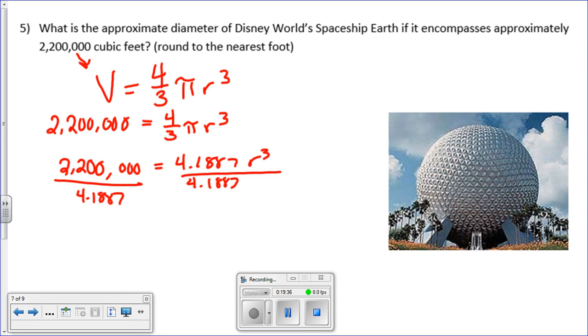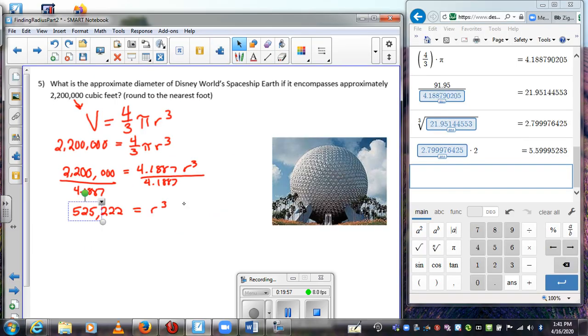I've already done that division, so I'll just show you what that looks like. That's going to be 525,222 is equal to r to the 3rd power. And now the opposite of squaring is going to be the square root. So I'm going to take the, not square root, excuse me, cube root. The opposite of cubing a number is cube root. I misspoke there.